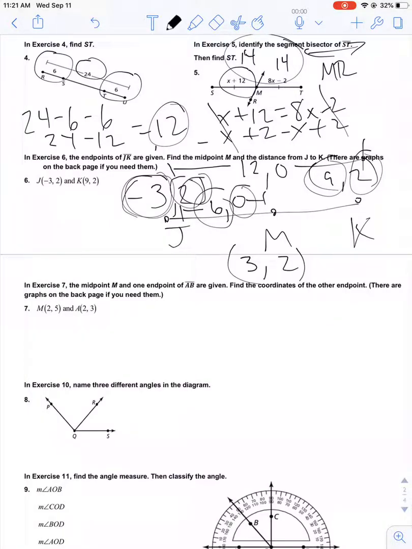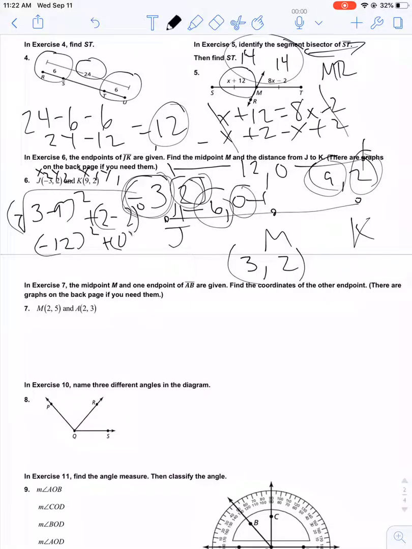To find the distance, we just go x2, y2, x1, y1. So I go negative 3 minus 9 squared plus 2 minus 2 squared. Sorry. So that's negative 12 squared plus 0 squared. So that's the square root of 144, which is 12. So the distance is 12.